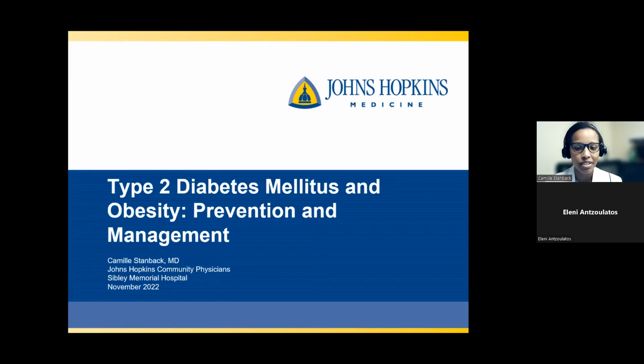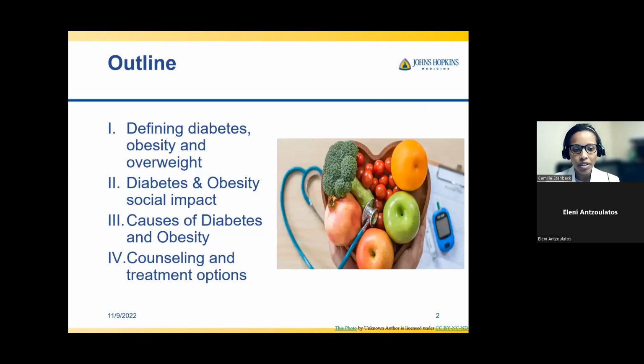So as Eleni mentioned today, in honor of Diabetes Awareness Month for the month of November, I will review type 2 diabetes mellitus and obesity with an emphasis on prevention and treatment. To outline today's talk, I will start with definitions and terminology, then review the social impact as well as economic impact of both diabetes and obesity. We will then delve further into the causes and risk factors for type 2 diabetes and obesity and conclude with counseling and treatment options.